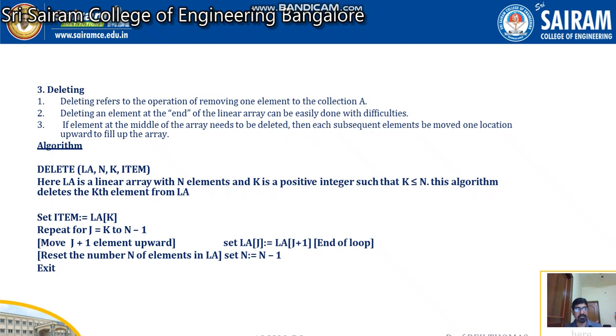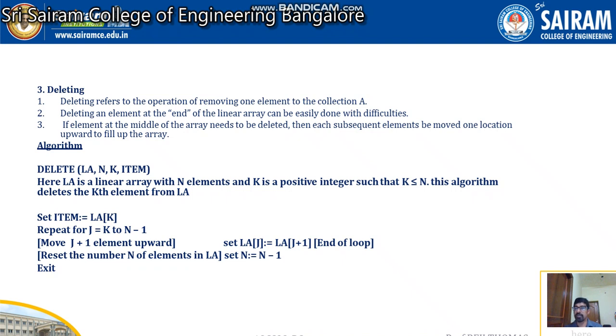Algorithm: we name it DELETE. LA stands for the linear array. N is the number of elements before deletion takes place. K is the position from which we are going to delete, and ITEM is the item to be deleted.